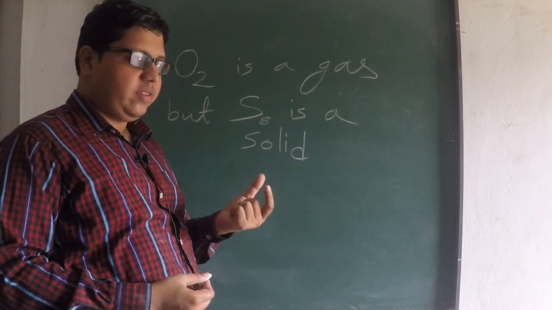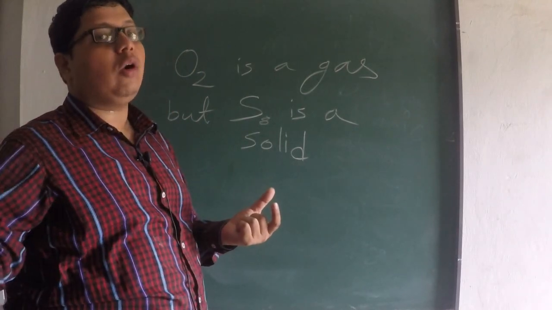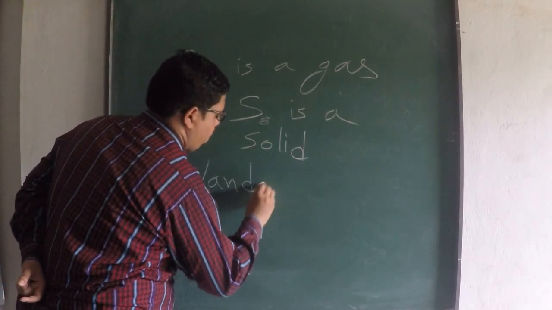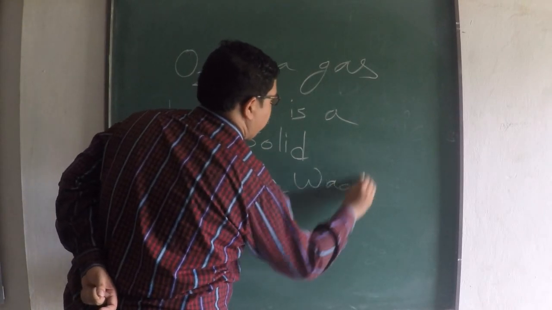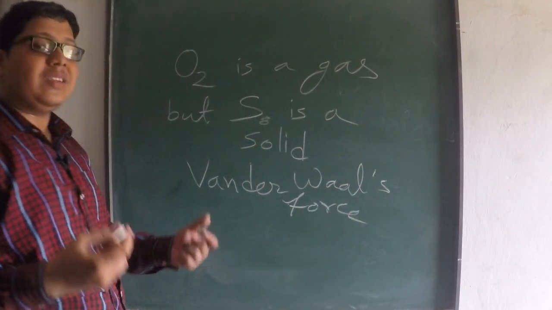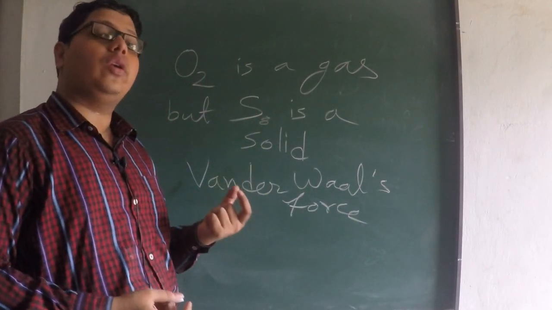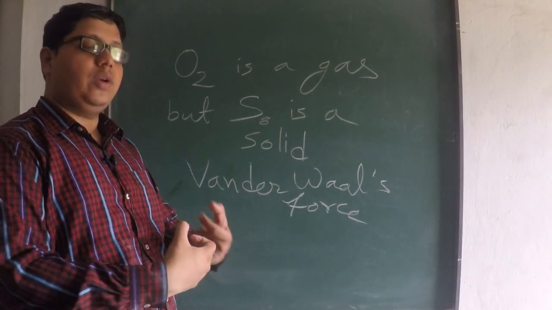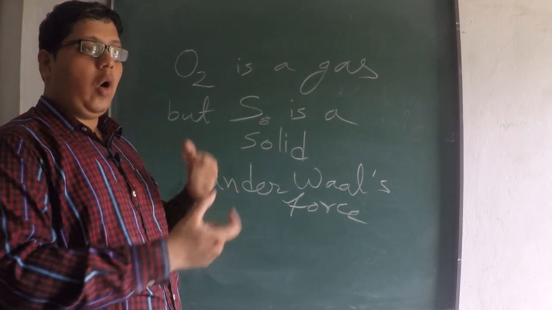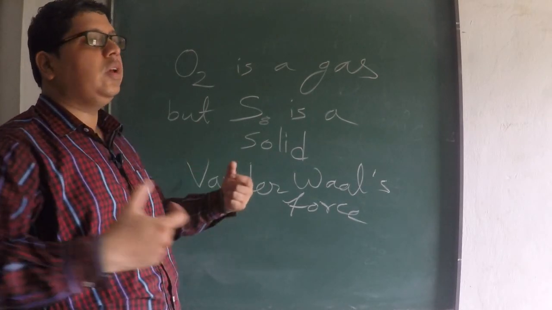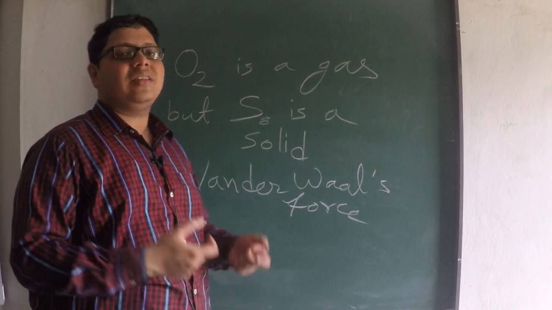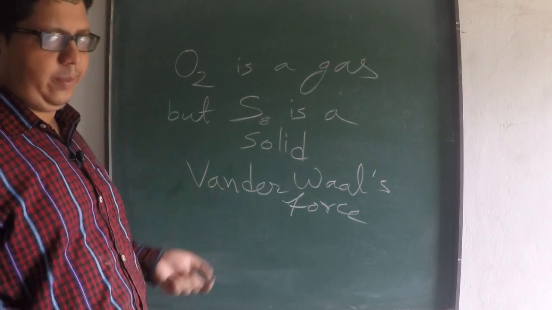So due to its size, as we know, van der Waals force depends upon the size of the molecule. Since the O2 molecule is very small, the van der Waals force between the O2 molecules is also very small. As a result, the oxygen molecules are not so strongly attracted to each other, and hence they exist as gas at room temperature, even at higher temperatures.